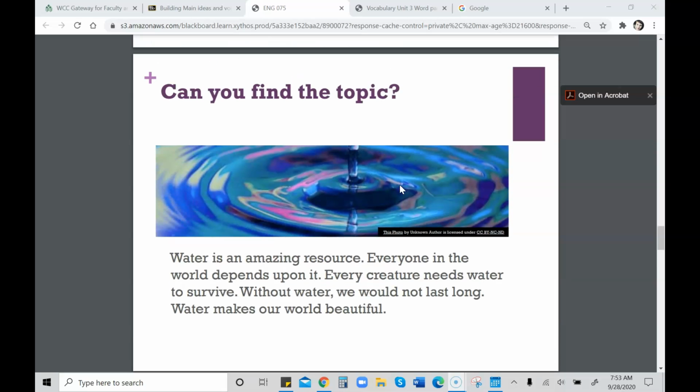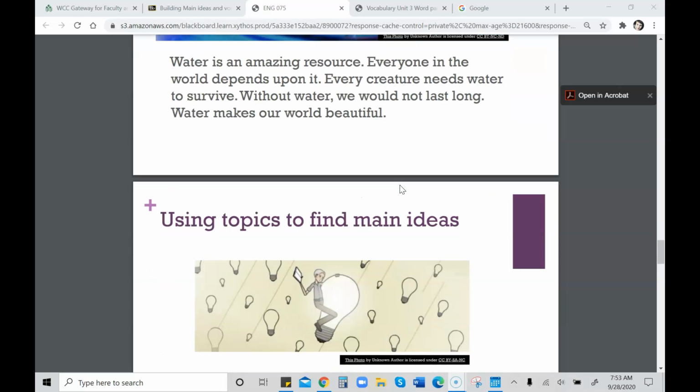All right, so let's find the topic here. Water is an amazing resource. Everyone in the world depends on it. Every creature needs water to survive. Without water, we would not last long. Water makes our world beautiful. So there shouldn't be any shock that this one is water, right?